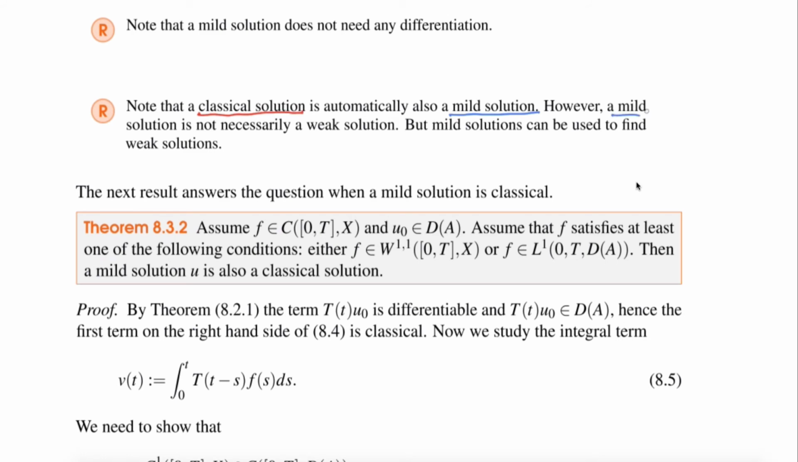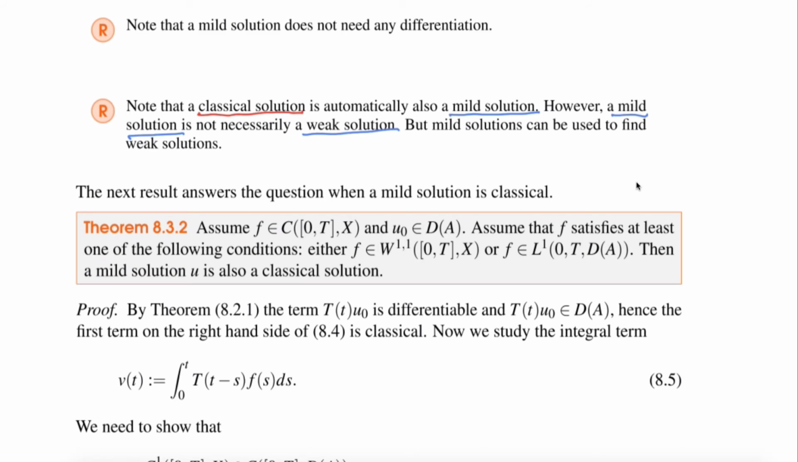However, a mild solution is not necessarily a weak solution, right? There's a big difference. Weak solutions we define through a dual space. A mild solution is basically written as an integral. But mild solutions can be used to find weak solutions.